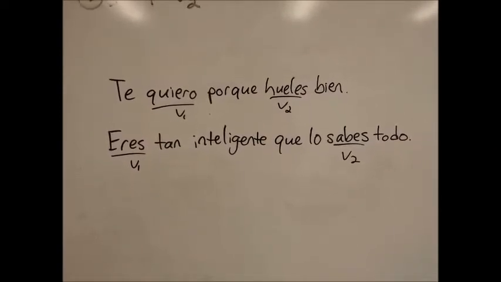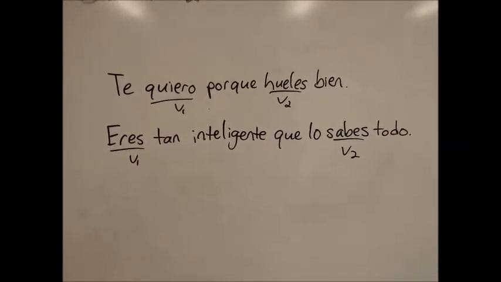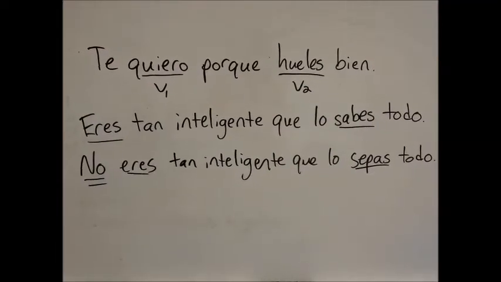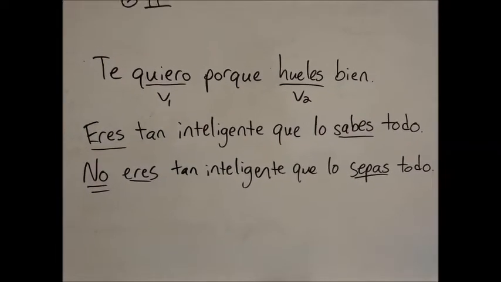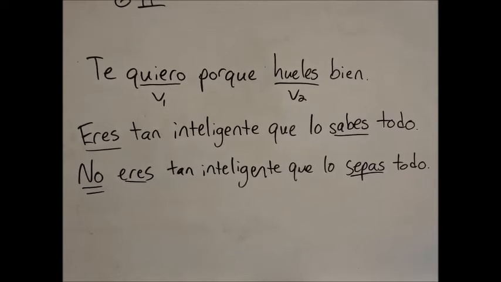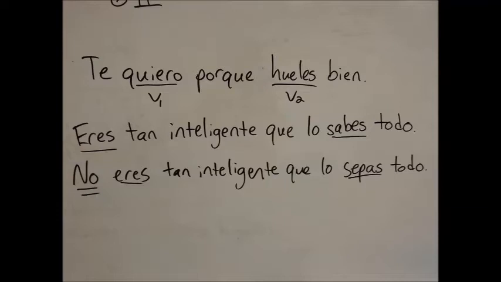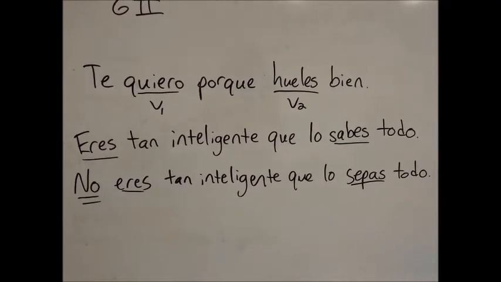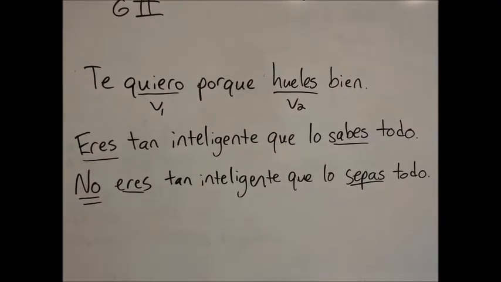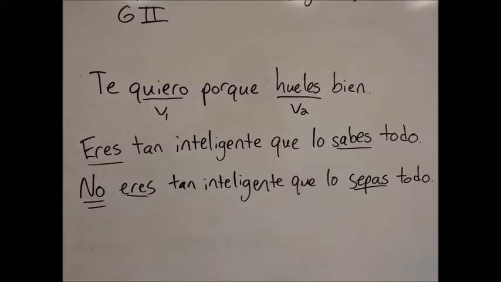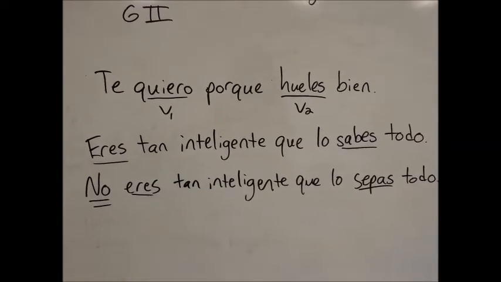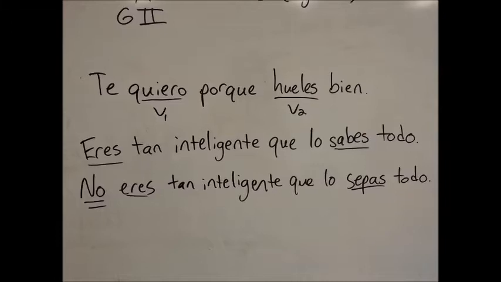But what happens when we make the sentence negative? So if we make the sentence negative, we put no in front of the V1. No eres tan inteligente que lo sepas todo. The sentence is saying, you're not so smart that you know everything. Since the sentence is negative, since there's a no in the sentence, we put the V2 in the subjunctive.